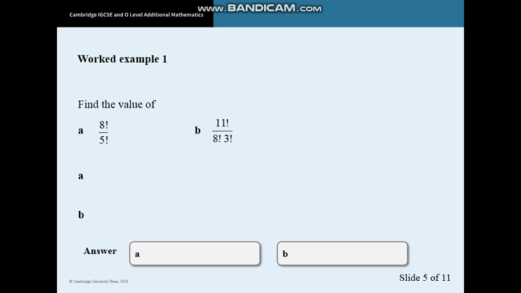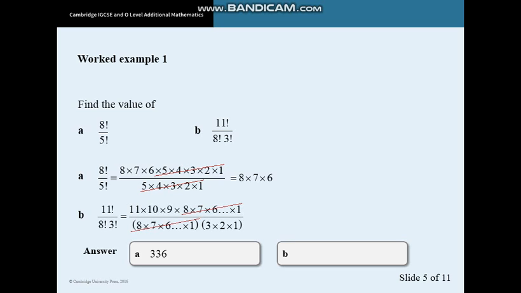Now we are going to find the value of 8 factorial divided by 5 factorial. Using the definition, we have 8 times 7 times 6 times 5 times 4 times 3 times 2 times 1 over 5 times 4 times 3 times 2 times 1, which is 5 factorial. So 5 factorial divided by 5 factorial equals 1, and we have 8 times 7 times 6. What is the number? 336.